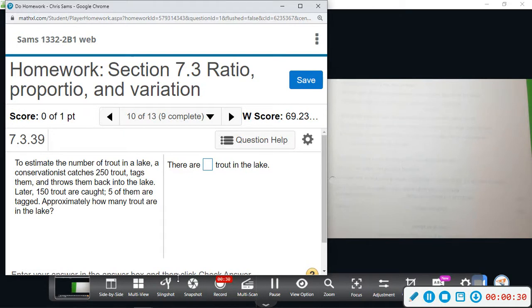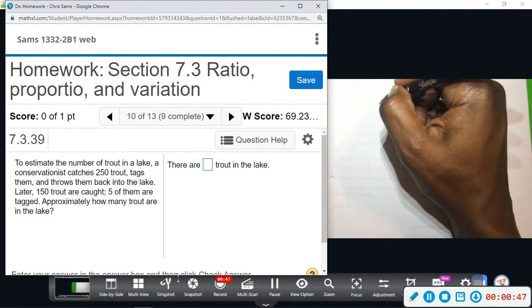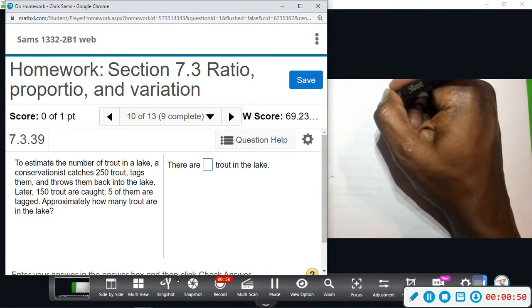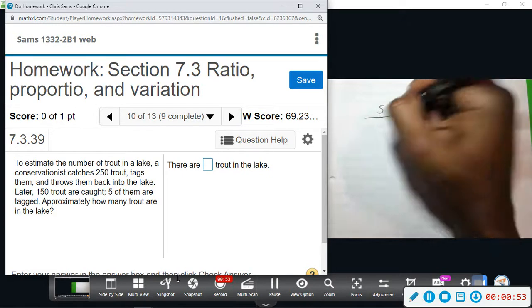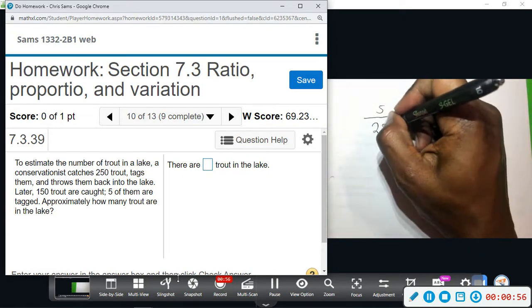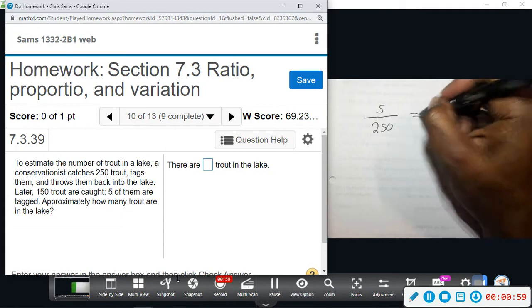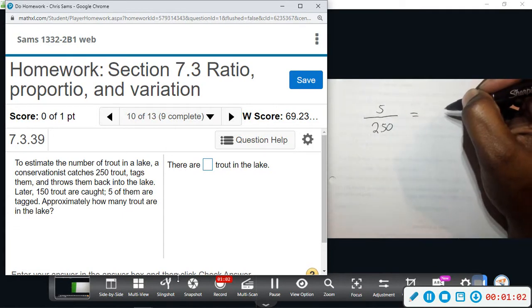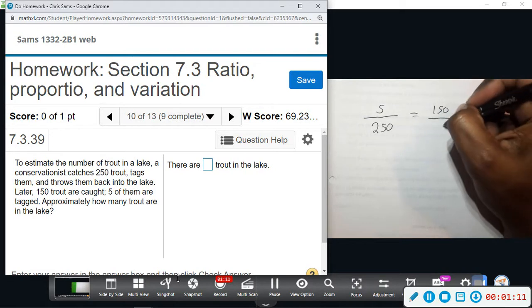So we have 250 tagged. We caught 150 and 5 were tagged. Alright. So the proportion needs to look like this. 5 are tagged out of the 250 total that are in the lake, and 150 were caught out of how many?